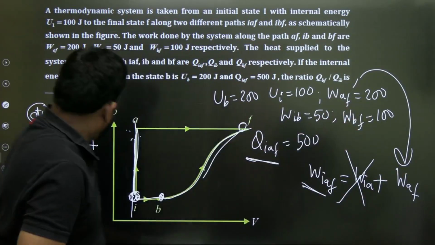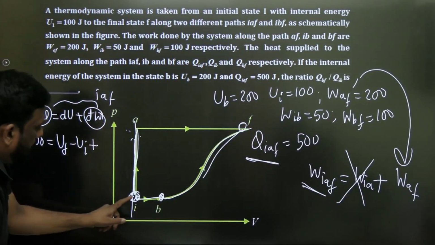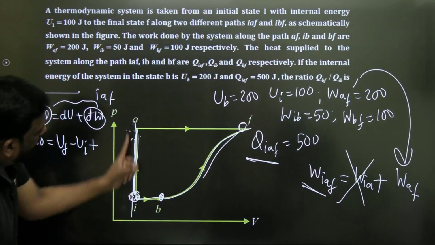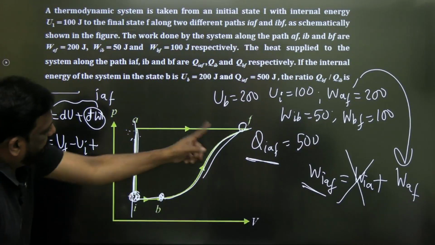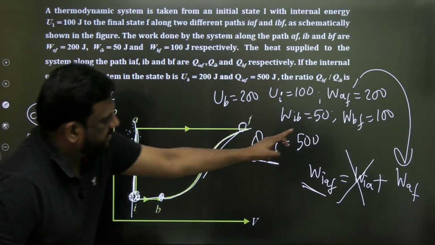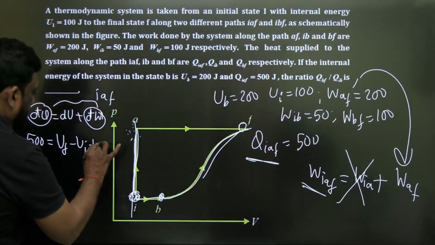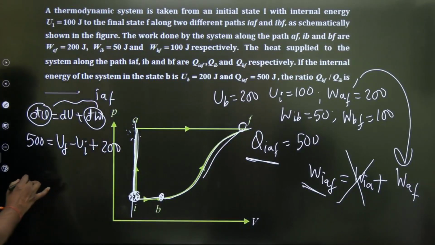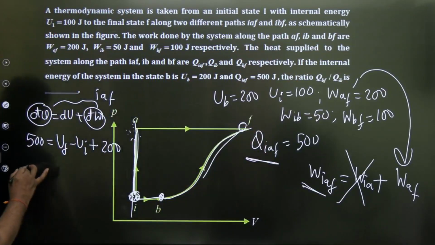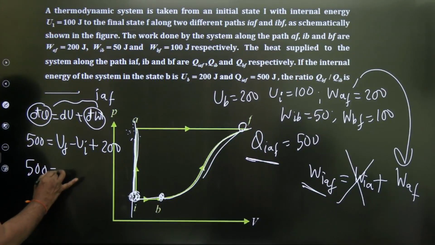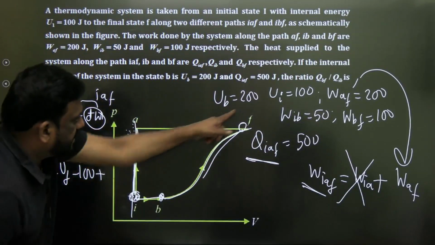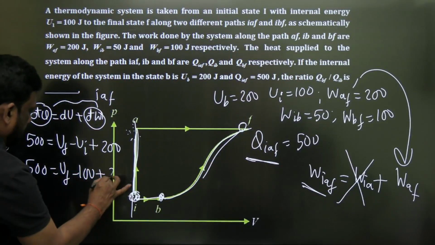It is 200. So work in IAF is equal to IA plus AF, but IA is constant volume, so its work is 0, and only AF is left. What is that? AF, it is 200. So the work for IAF is 200. UI is known, it is 100. So 500 is equal to UF minus 100 plus 200.